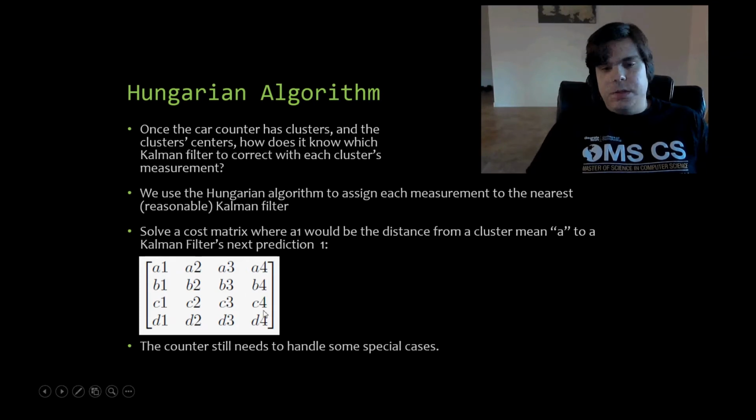Kalman filter. We'll still need to handle a few special cases. This matrix can actually be rectangular. There can be more entries in one or the other, more clusters or more Kalman filters. If there's more Kalman filters, some of the Kalman filters will be lost.